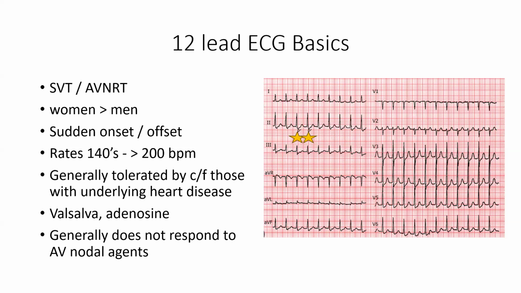SVTs are responsive to adenosine. So adenosine, 6 or 12 milligrams given rapid IV push, transiently blocks the AV node and allows the sinus node to kick back in. As you probably know, some patients tolerate adenosine just fine. Other patients can feel like there's impending doom because it slams on the brakes, and there can be a significant pause when the SVT is converting back to sinus rhythm.